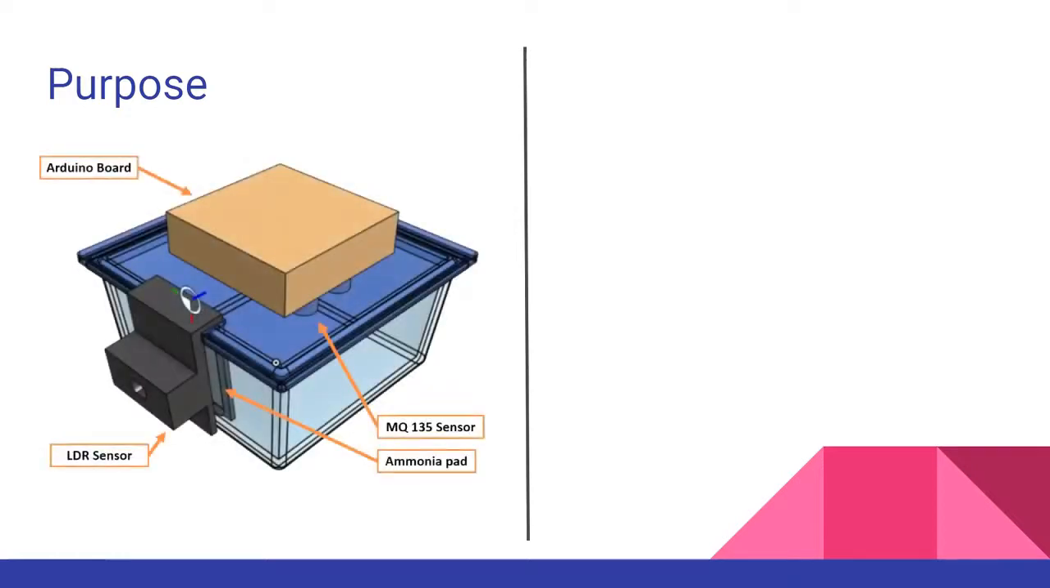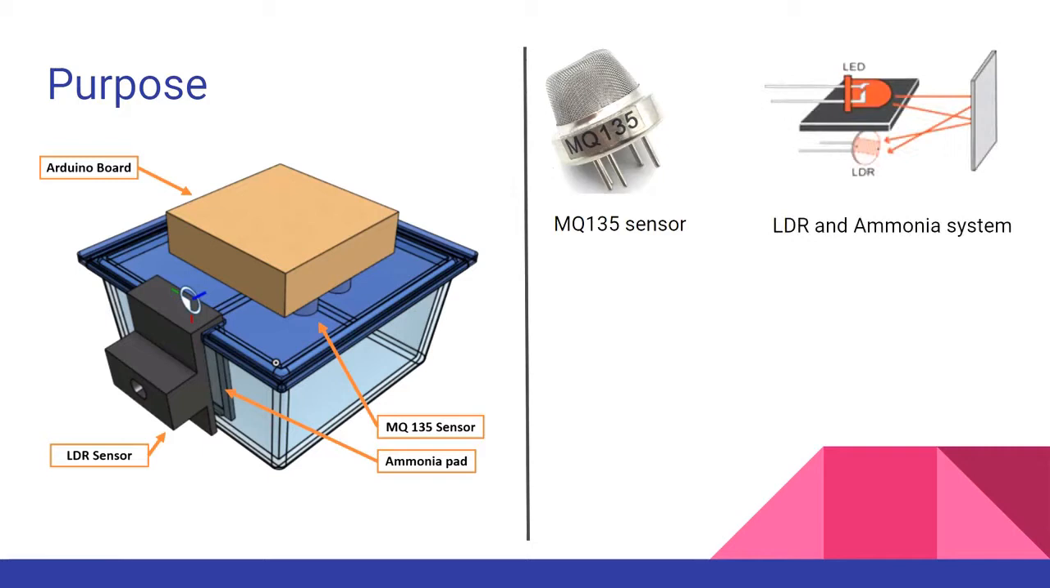So the idea of this project is to create a system to measure the CO2 and ammonia level in any home aquarium. To achieve that, we use the MIE1453 gas sensor for sensing the CO2 level and a system of LDR light sensor with ammonia pad to measure the ammonia level in water. The two sensors will be controlled by the Arduino Nano controller.